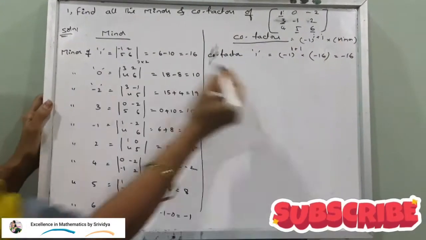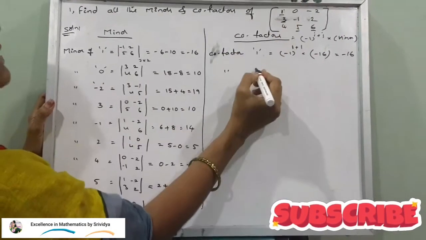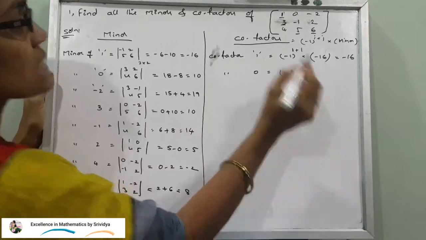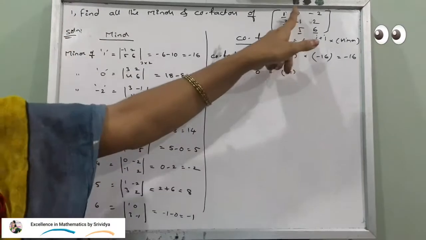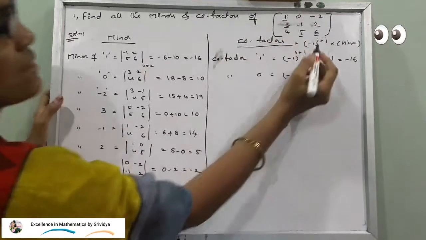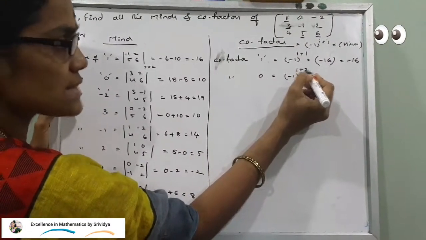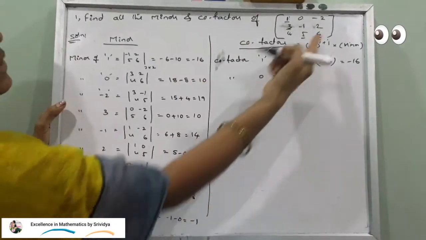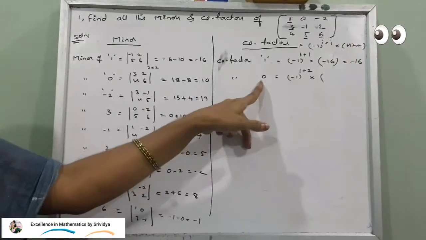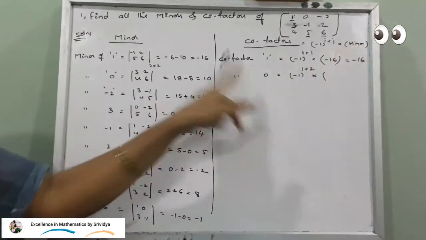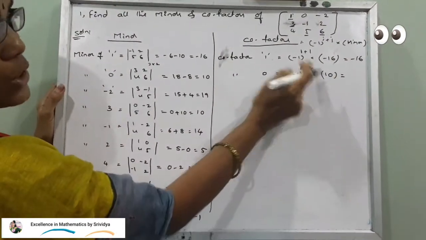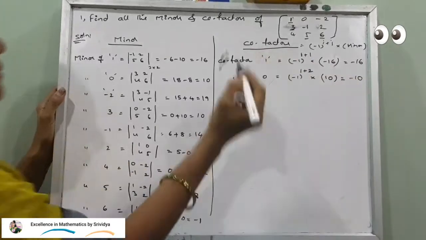Now the second element, the cofactor of 0. Again the same formula, minus 1 whole power i plus j. 0 is in the first row, second column, so i is equal to 1 and j is equal to 2, times the minor of 0. The minor of 0 is 10, which is equal to minus 1 whole cube, which is minus, into 10, so minus 10.